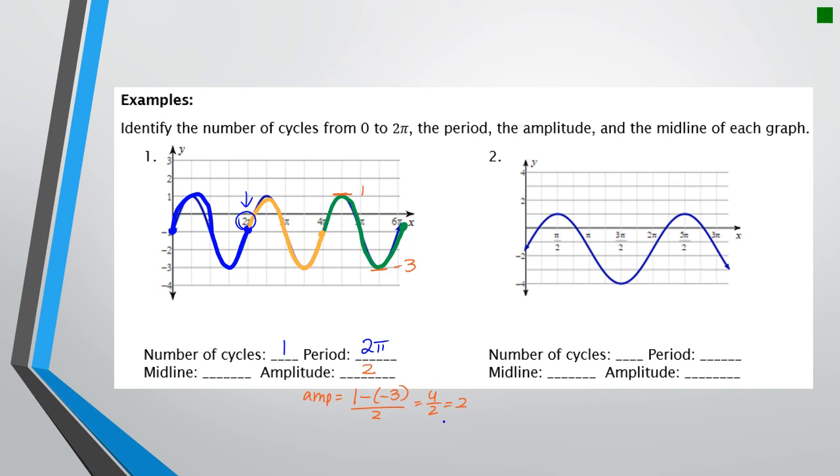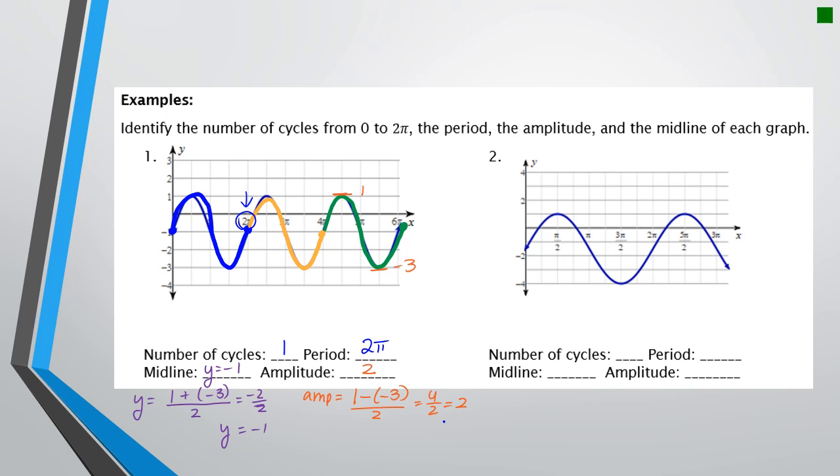And then I'm going to do the midline. So midline we have not done before. It is always going to be y equals. Amplitude is just a plain number. Midline always has to be an equation, y equals, because it's going to be a horizontal line. Now, it's almost the same formula as amplitude, but instead of 1 minus, we're going to do 1 plus -3 over 2, which is -2 over 2, and that simplifies to y equals -1.